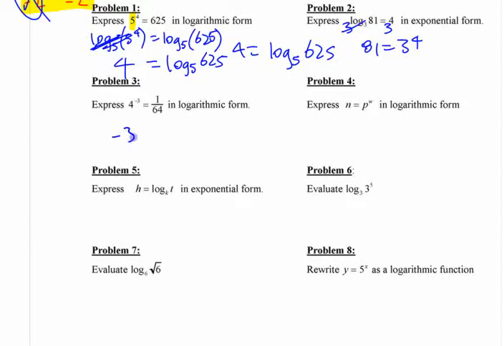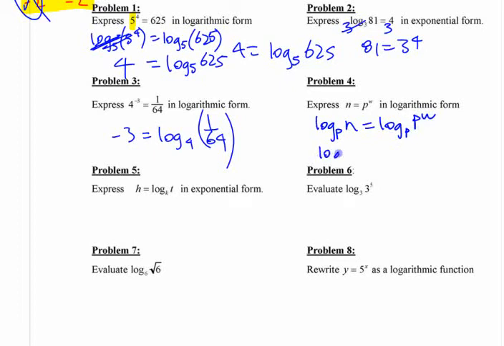This one is going to be negative 3 equals log base 4 of 1/64. Again, you could do log base 4 of both sides. If you did logarithm base p on both sides, because that's what the base is, log base p of n is log base p of p to the w, or in other words, just w. That's that one. The other ones I'll write down, you can just check for yourself, but understand you can get them by, if I did k to the power of both sides, I'd have k to the h equals t.